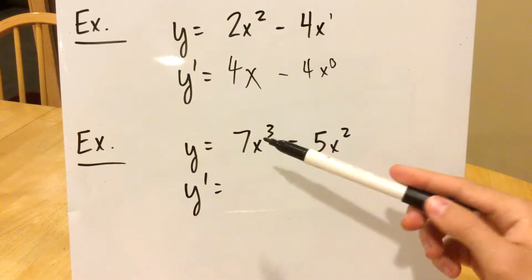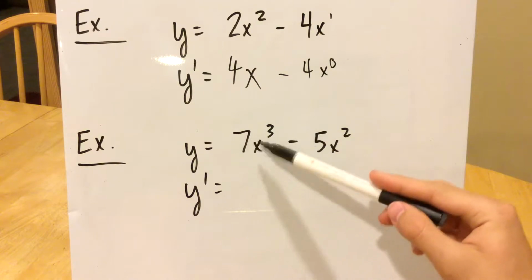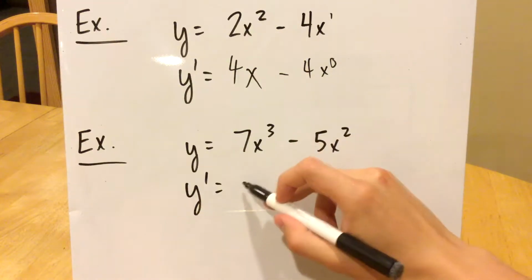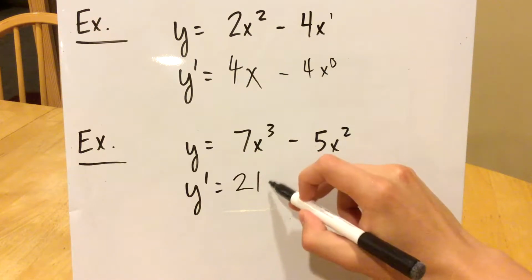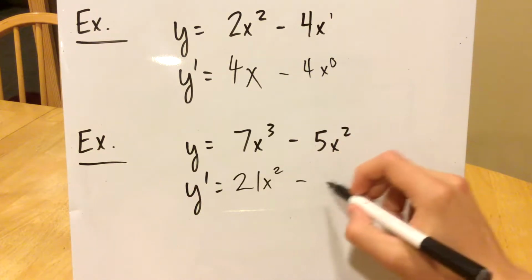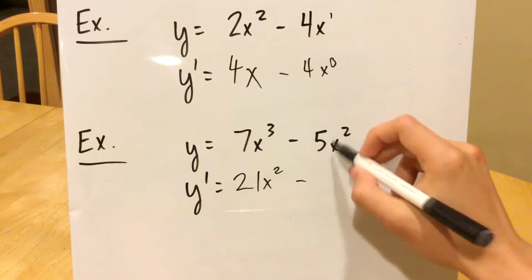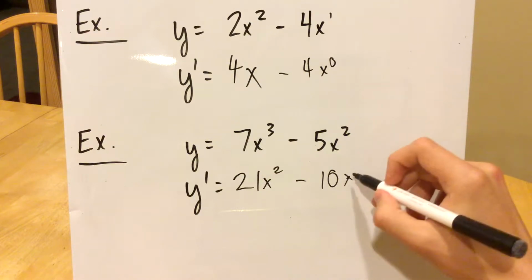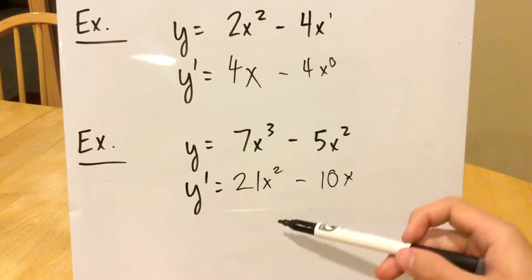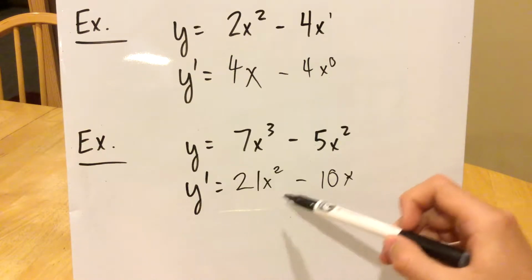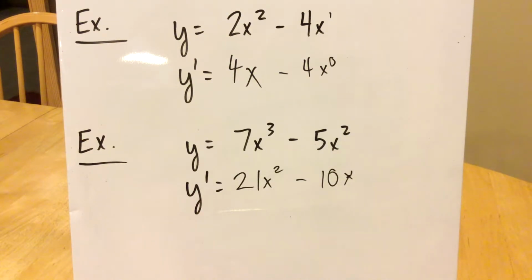So in the second problem here we have 7x cubed minus 5x squared. So again, times the outside, we get 21x, drop the exponent, so that's squared, minus, and then we have 5 times 2, which is 10, x to the first power. So then we get y is equal to 21x squared minus 10x.